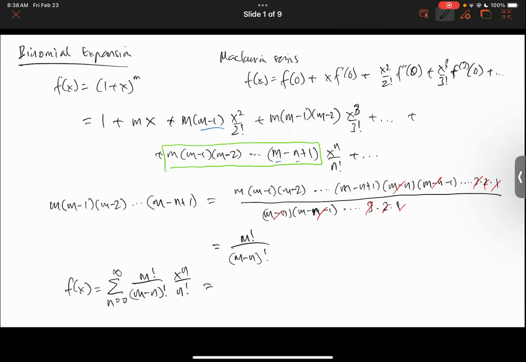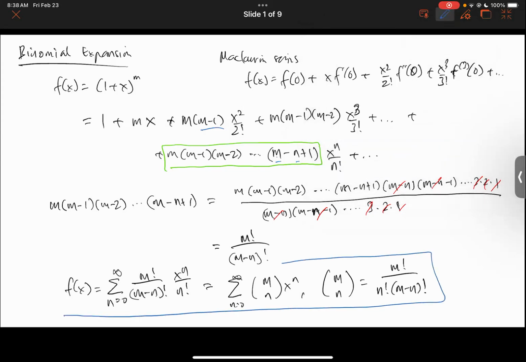Or we write this as sum from n equals 0 to infinity ng mn x to the n, where mn is m factorial over n factorial m minus n factorial. So now we have this binomial expansion of this equation.